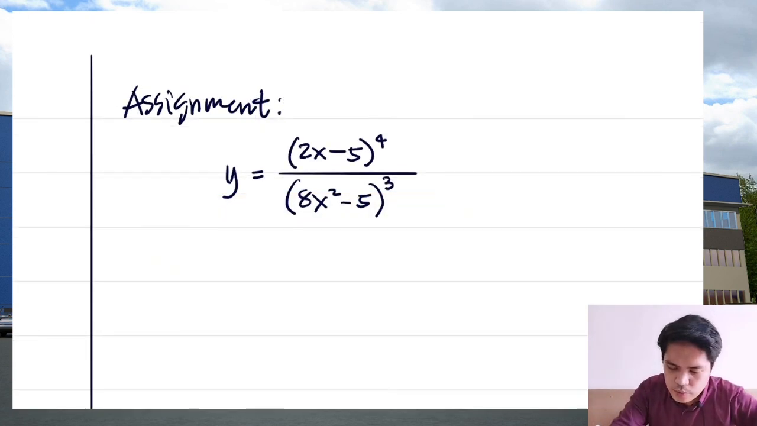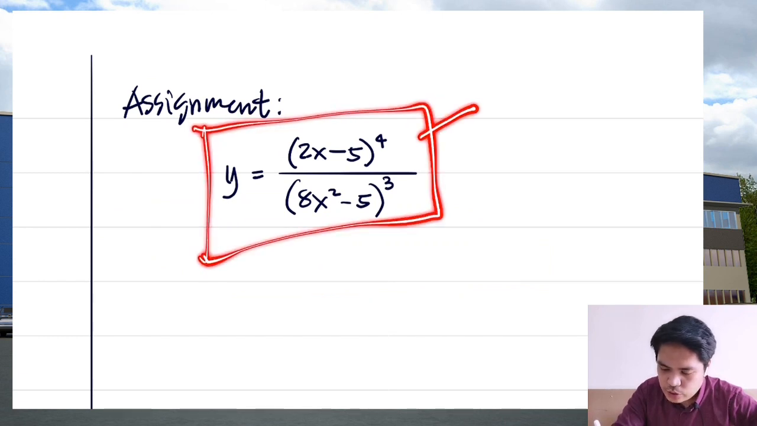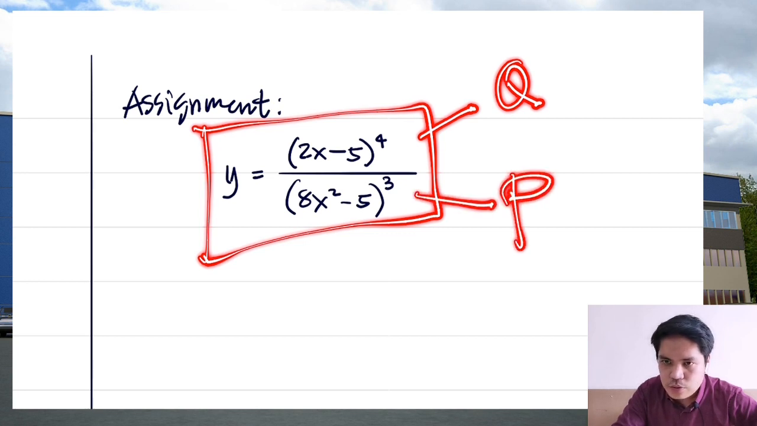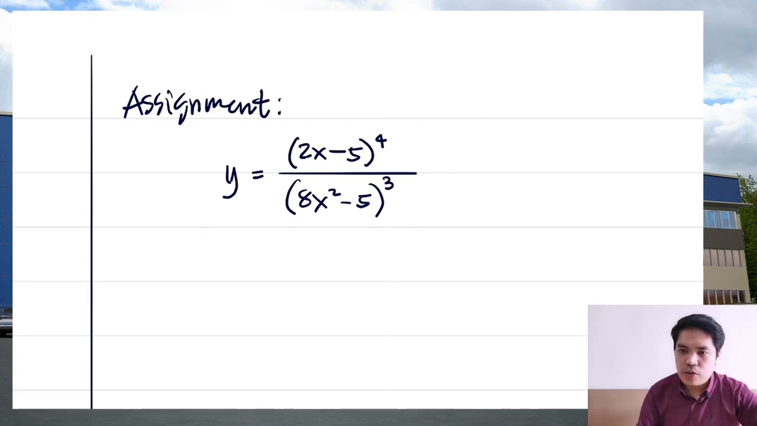Now for your assignment, I want you to solve this in 2 ways. So solve this first by quotient rule, then compare your answer using the product rule. So that's it. And I'll see you in the next videos.